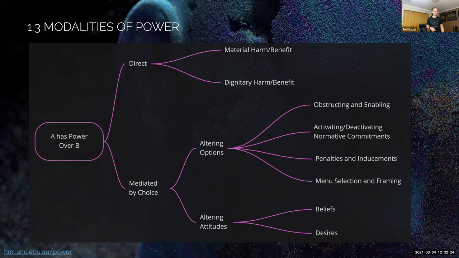Okay. The last one in this section is menu selection and framing. Obviously, there's a certain amount of similarity between this and obstructing and enabling, but it is different. This is kind of where nudge economics fits, like behavioral economics, where it's not necessarily a matter of making the option objectively easier or harder. It's how you present them to the person who's making the decision, the order in which you present them, what gets on the agenda and what doesn't.